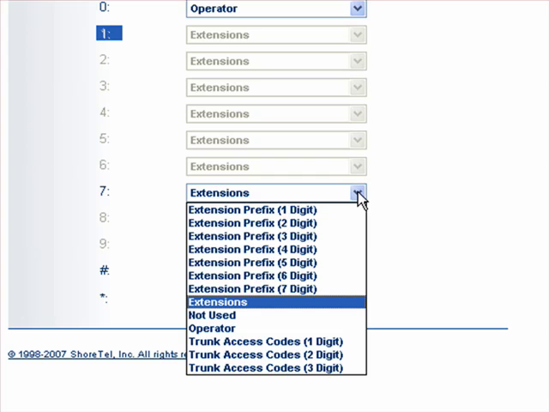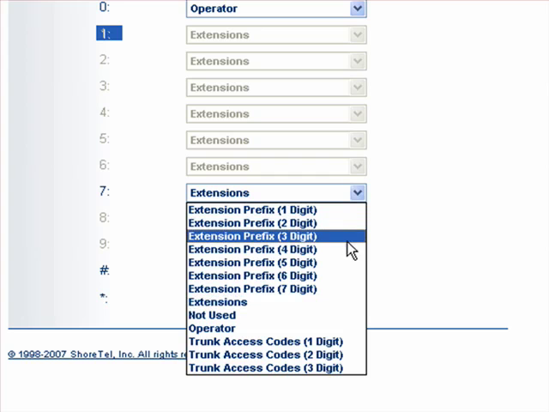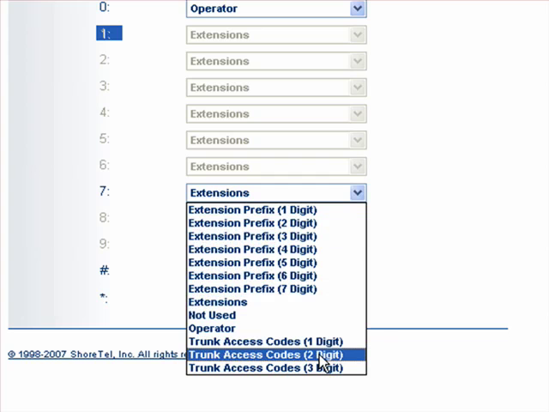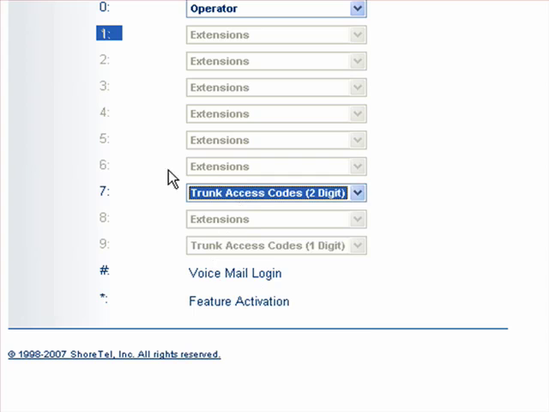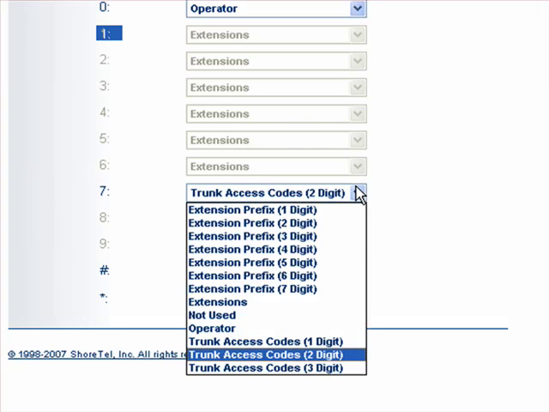We may, in fact, want to be able to say that we're going to use 2-digit trunk access codes to reach those facilities. So if I select 7 and say that it's a trunk access code, what this might mean is that 7.1, 7.2, 7.3 could be, in fact, trunk group access codes that might select trunk groups to reach other sites if we had a private dial network. We can also establish extension prefixes of lanes 1 through 7.